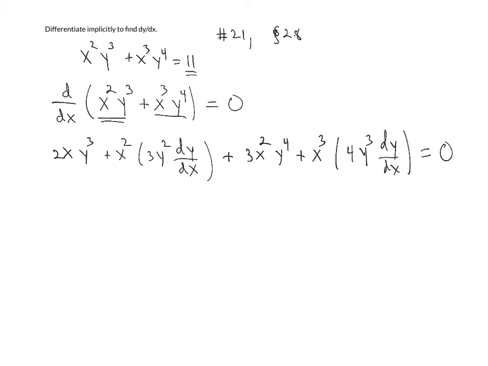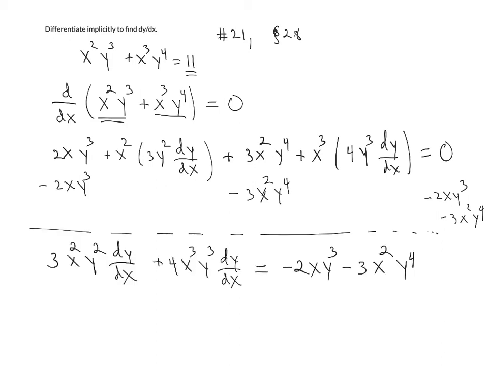So now, in one fell swoop, I would like to subtract the 2xy cubed from both sides and subtract the 3x squared y to the fourth term from both sides, and group together the pieces involving dy by dx. Okay, so I have written out this term. It's got a 3y squared and an x squared, so I wrote that as 3x squared y squared times dy by dx, plus this term, which has a 4, an x cubed and a y cubed times dy by dx. So that's the second term appearing right here.